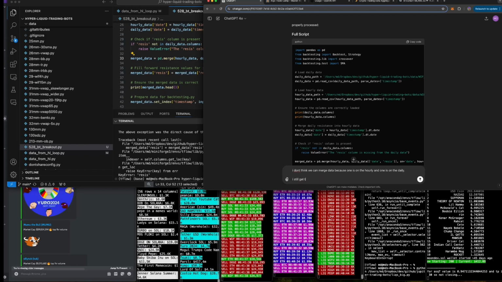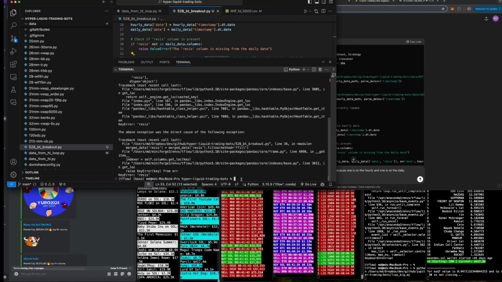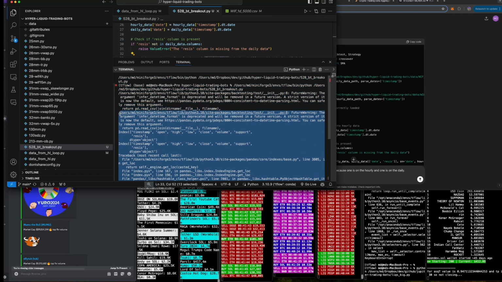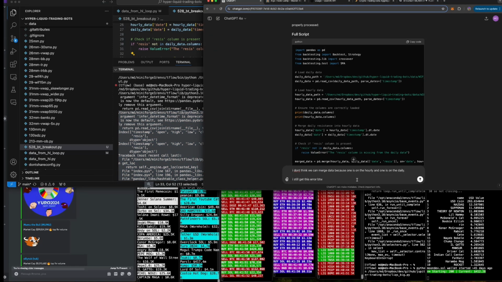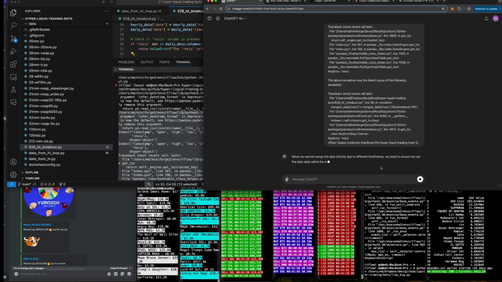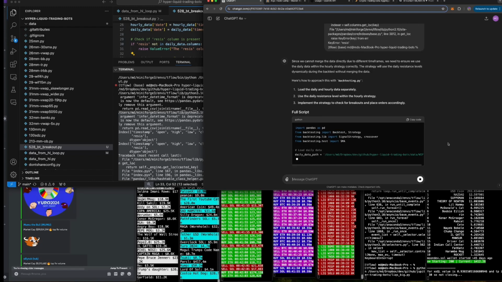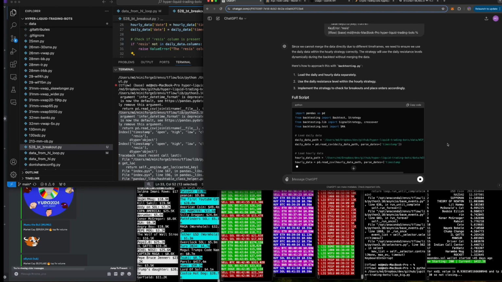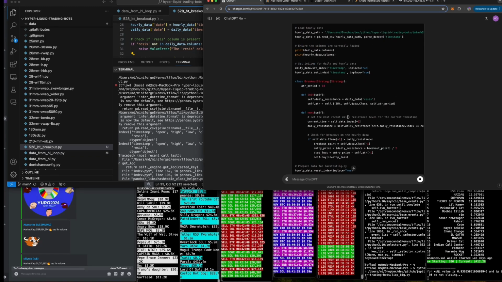I still get this error, BTW. I see resist there on both of them. Since we cannot merge the data directly due to different timeframes, we need to ensure we use the daily data within the hourly strategy correctly. The strategy will use the daily resistance levels dynamically during the backtest without merging the data. Here's how to approach the backtesting.py. There it is.